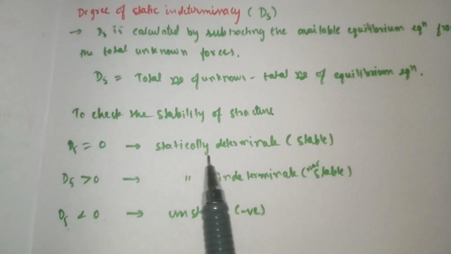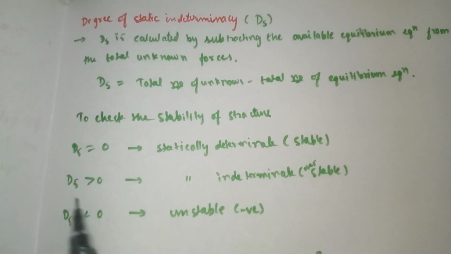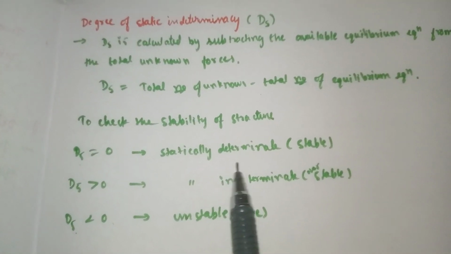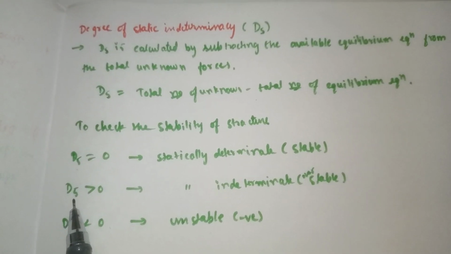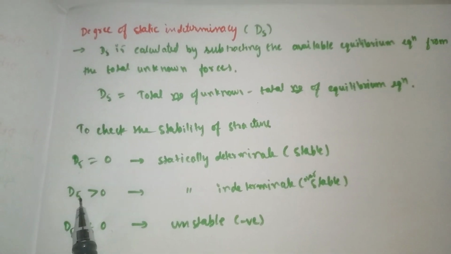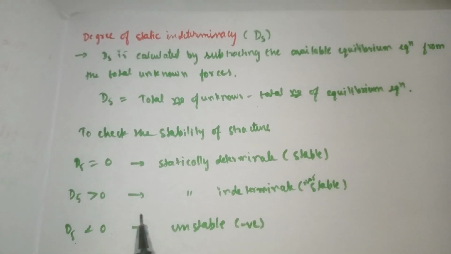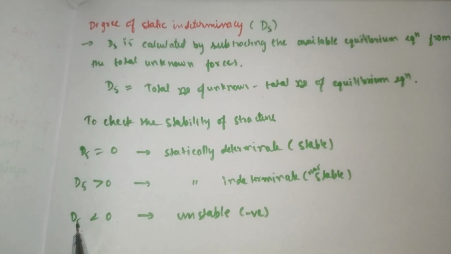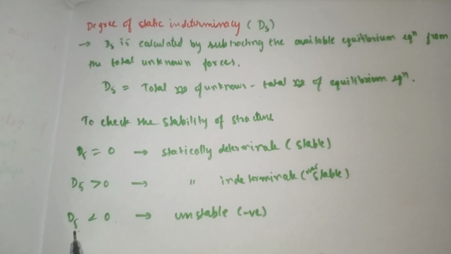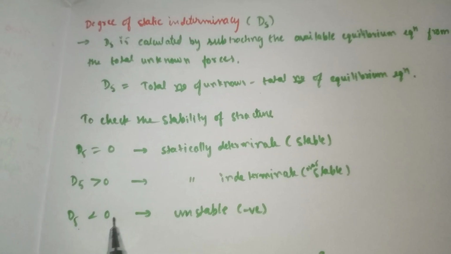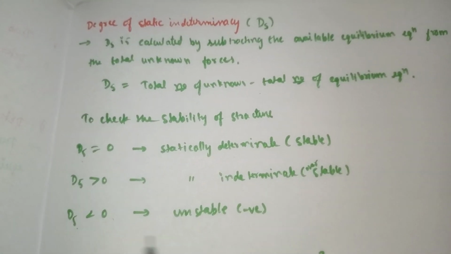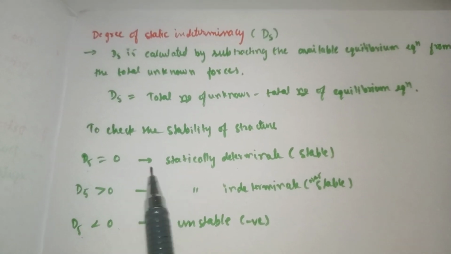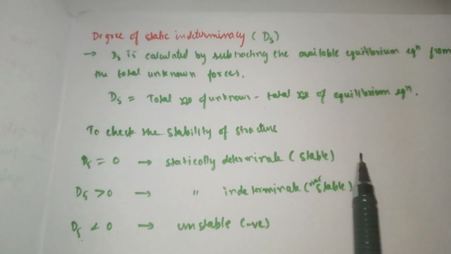So now we will see some conditions to check the stability of the structures. When our static indeterminacy is equal to 0, then the structure is called a statically determined structure. And when the value of static indeterminacy is greater than 0, then the structure is called a statically indeterminate structure. And when our ds value is less than 0, then the structure is called an unstable structure. This value comes in negative. So when our ds is equal to 0, then the structure is called stable or just stable.